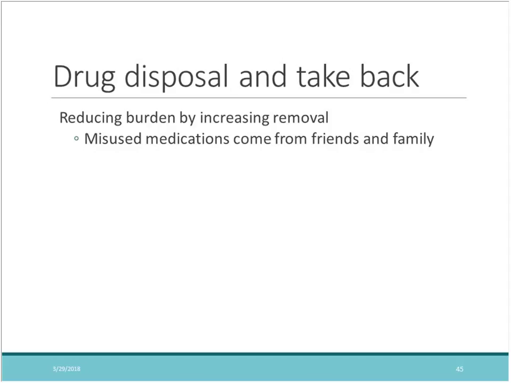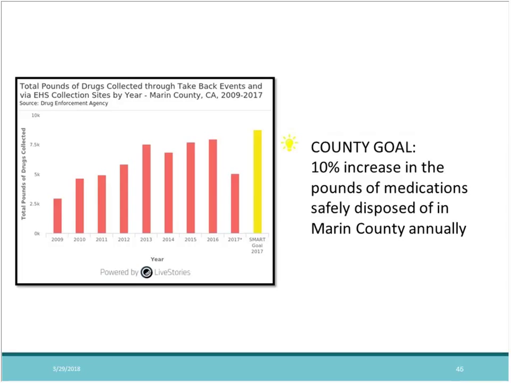So by reducing the number of opioids in our medicine cabinets, we can help address the opioid epidemic locally by offering people opportunities to get rid of unused and unwanted medications. This is an example from our report card here in Marin County, our little dashboard that we use to track our progress. We're trying to increase the pounds of medicines returned in our newly established take-back system, with a SMART goal of a 10% increase annually. And this 2017 data is partial, so we don't know what we did in the last quarter of 2017 yet.